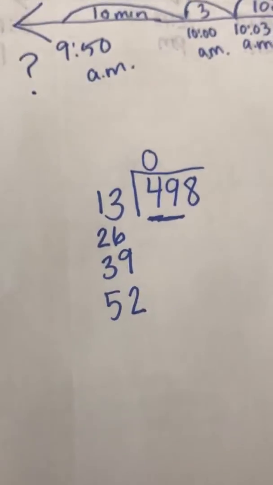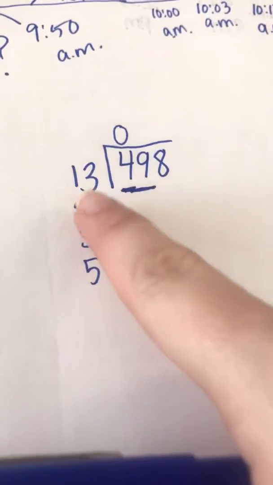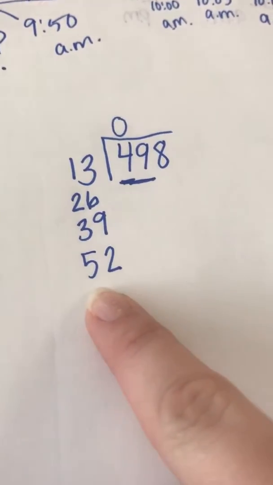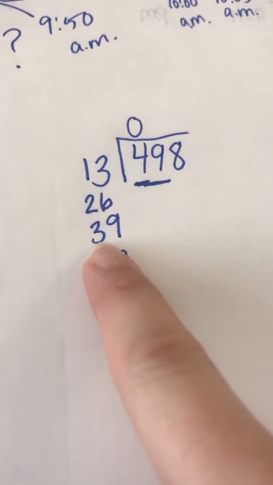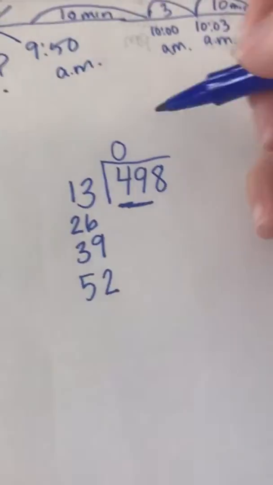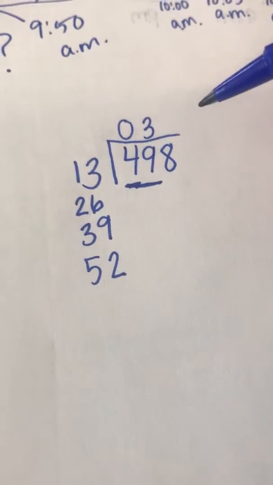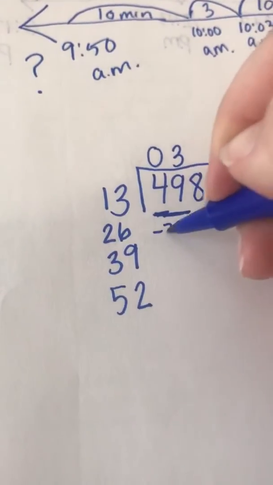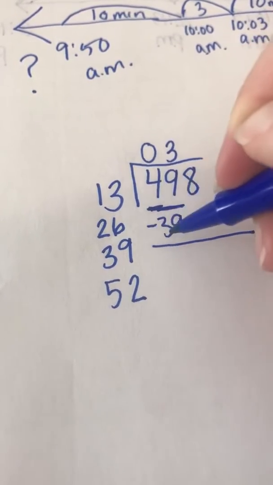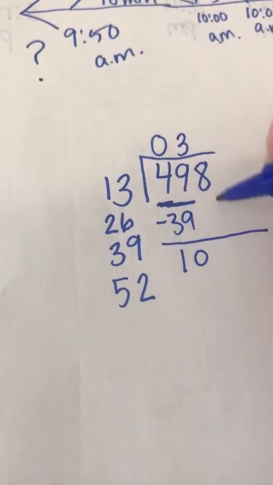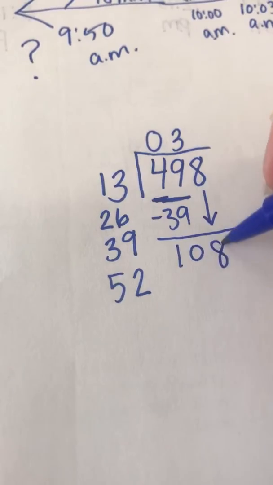Okay, and I'm going to go ahead and stop right here. I'm stopping because 13 times 1, 2, 3, 4 gets me 52. And I need to get to 49. This is too big, so I must use the multiple of 3. 13 times 3 is 39. So 49 take away 39 is 10. And then I'm going to bring down the next number. Okay.